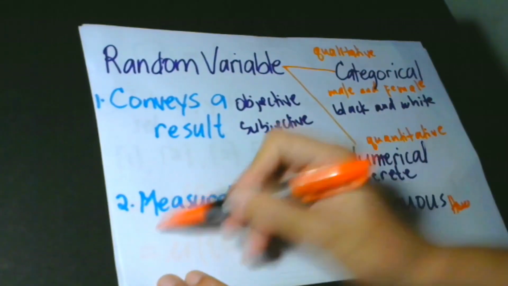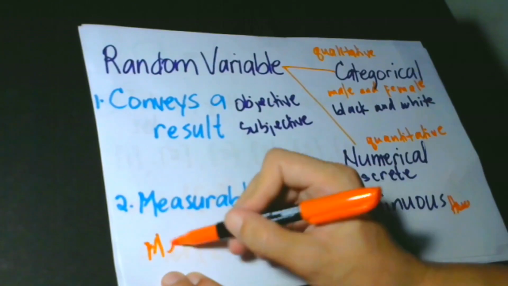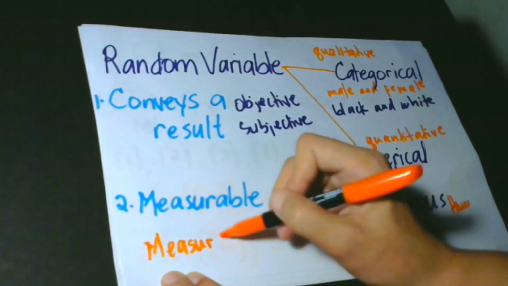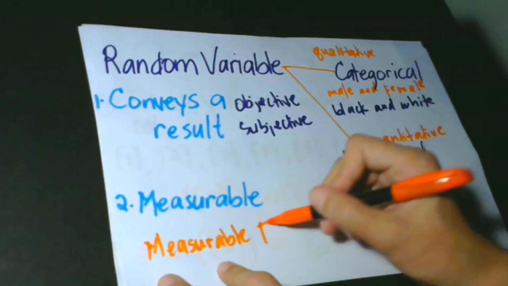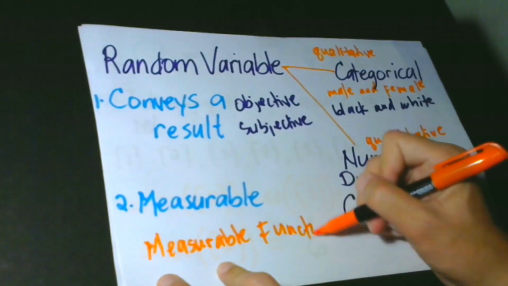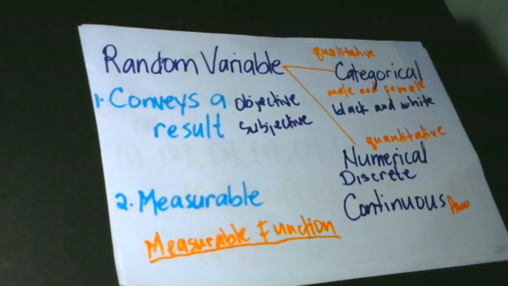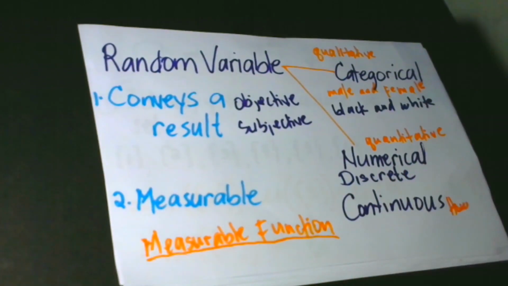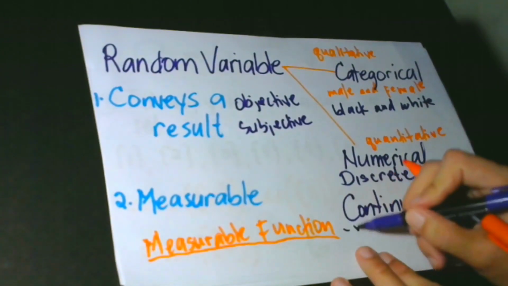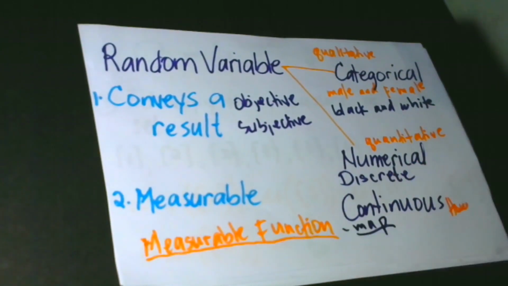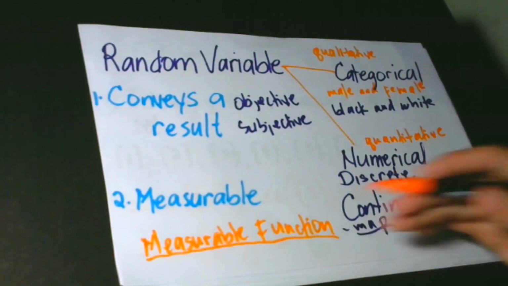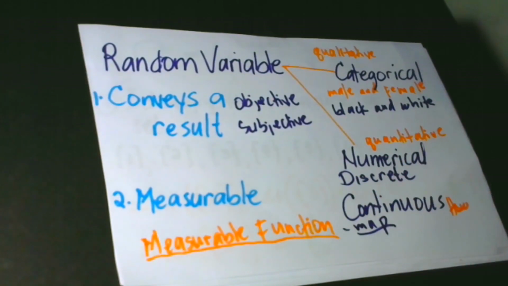So let me write here, measurable function. And maybe you would ask me, Joseph, what is a measurable function? A measurable function is a function that maps. The keyword here is map. Let me write here, map. Don't forget this word map. It maps the outcomes of an unpredictable process in numerical terms, often represented as a real number.